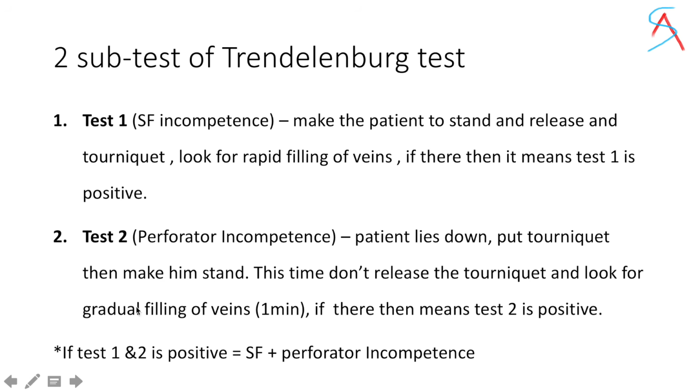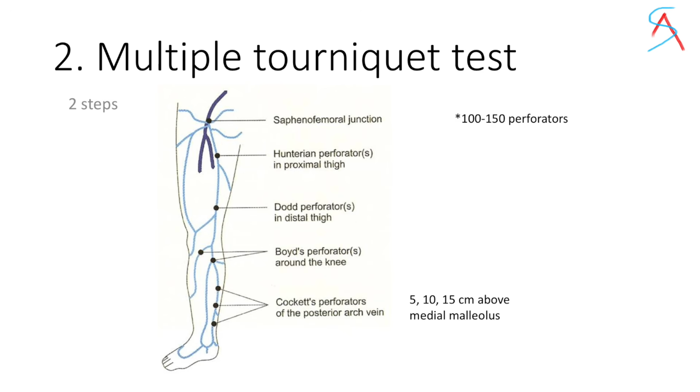If both test 1 and test 2 are positive, it means there is saphenofemoral incompetence plus perforator incompetence. What I would recommend is, instead of saying test 1 is positive, test 2 is positive, because in most of the books these things are given in reverse, where test 1 is told as test 2, you can say it like this: while doing the Trendelenburg test, when I released the tourniquet, there was a rapid filling of vein, so there is saphenofemoral incompetence. But when I did not release the tourniquet, there was no gradual filling of vein, meaning there is no perforator incompetence.